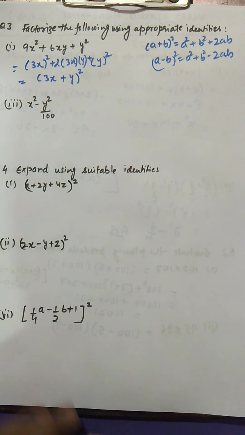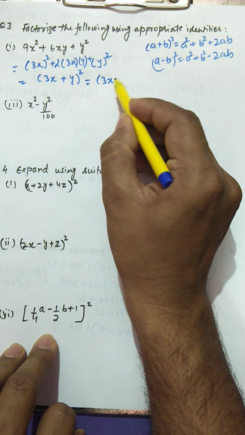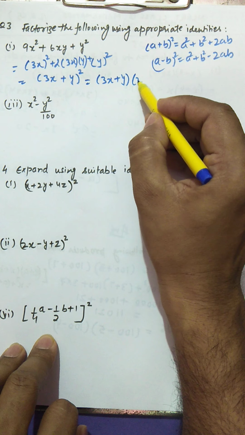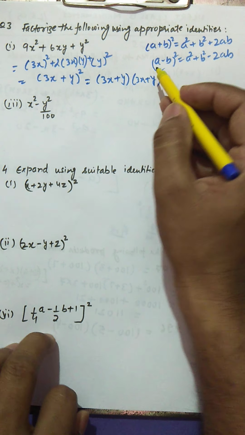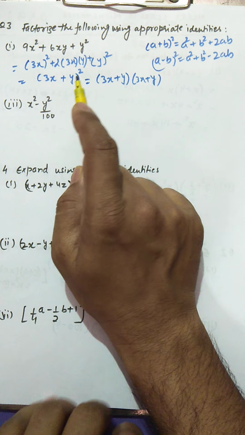So this is the factorization that you have done, and that can also be written as 2 times (3x plus y), (3x plus y), but that's not compulsory that you have to write it 2 times this way. You can write that way also, this is acceptable.